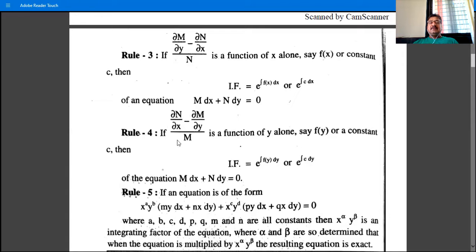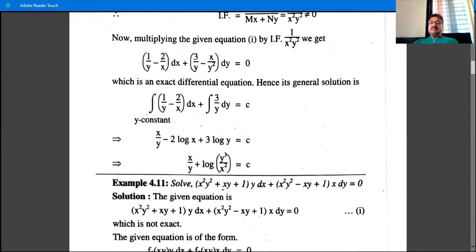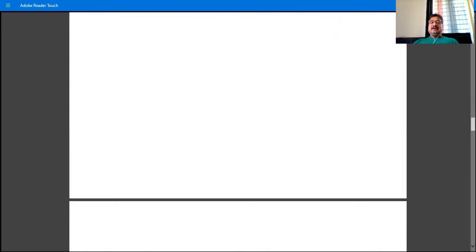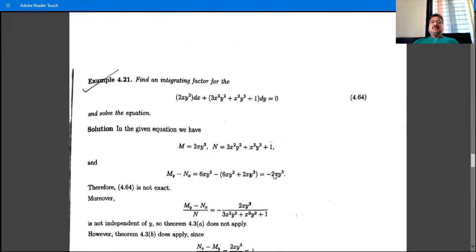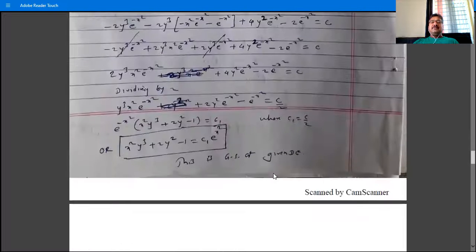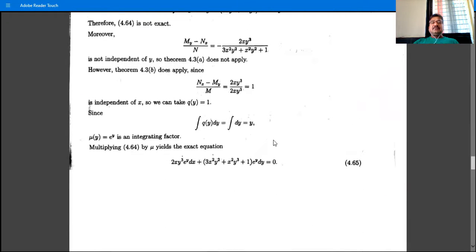Now the current example is on rule number 4. That is, (∂N/∂x minus ∂M/∂y) divided by M has a constant value. So in order to obtain the integrating factor, use either one rule out of those 5 rules, or use the inspection method to obtain the integrating factor.